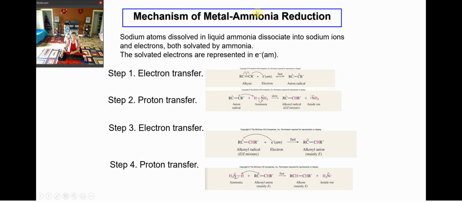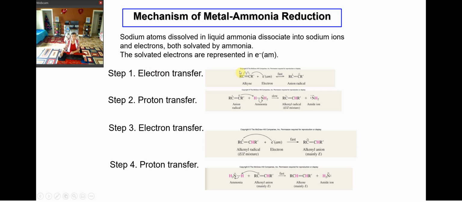In this reduction reaction of your alkyne using metal ammonia, you are going to go through 4 major steps. The first step is electron transfer, second proton transfer, followed by the second solvated electron transfer, followed by another proton transfer. You have electron transfer, proton transfer, electron transfer, proton transfer again.